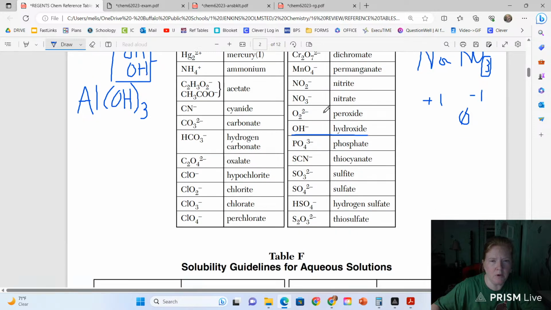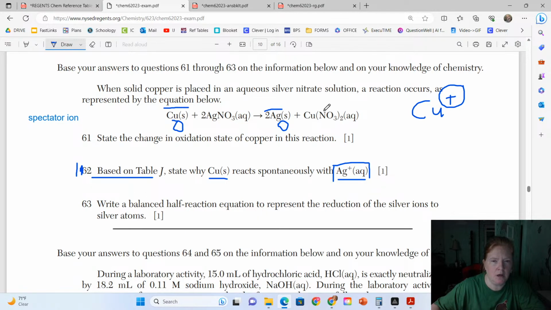So I'm going back to here. Do you see how nitrate right here has a negative charge right here? Okay. So you see how I have nitrate that has a negative. But do you see this 2 outside?